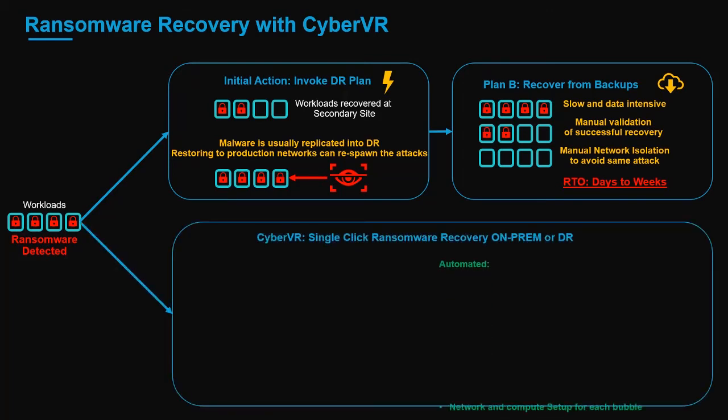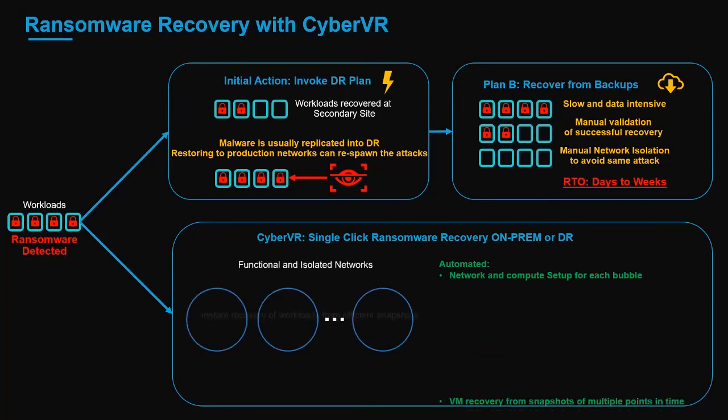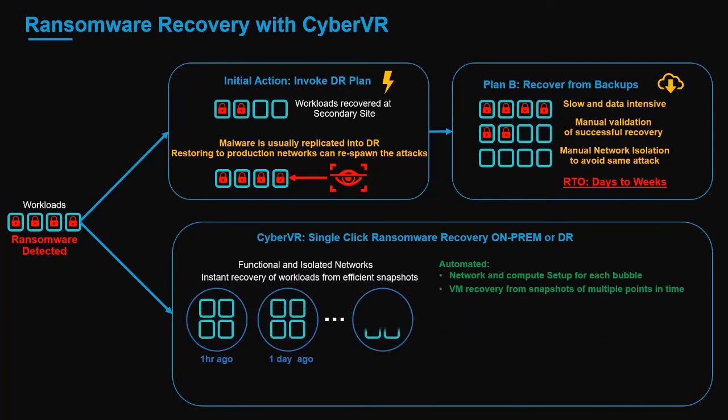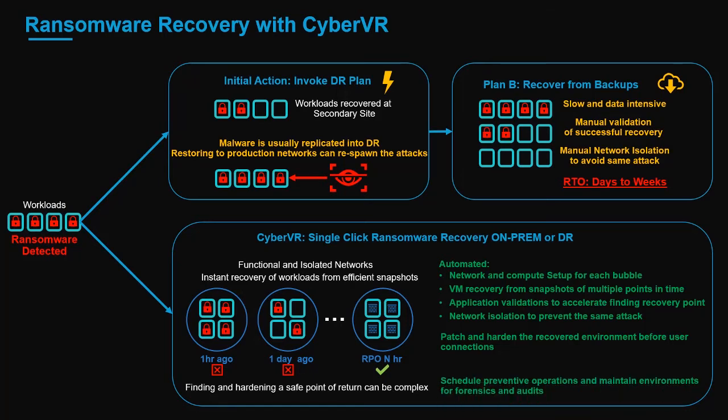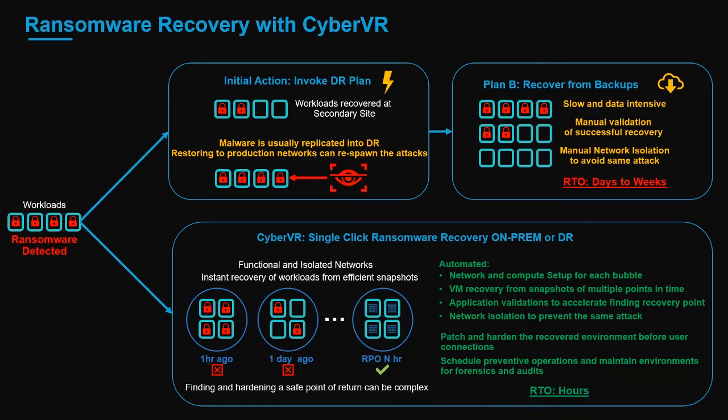With CyberVR in place, with a single click, CyberVR can recover the workloads simultaneously to different points in time, each with its functional yet isolated network. CyberVR can automatically validate the status of applications within the sandboxes to quickly determine the safe point in time, at which point IT and security teams can work together to make sure that the networks and applications are hardened and patched before connecting them to production to avoid the same attack from reoccurring. This highly automated workflow can achieve recovery times of hours, and it's a process that can be tested and proven on a periodic basis.